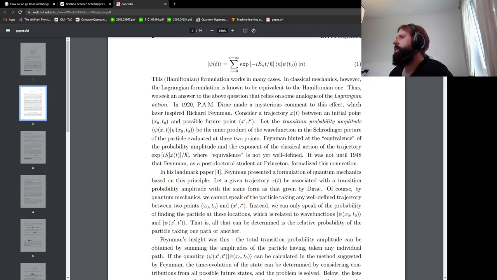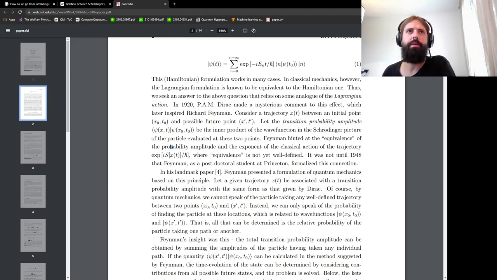I still have a hard time understanding the physicality of inner products in general and things like these. That's still a bit of a mystery to me mathematically. Why does this make sense at all? But that's something that I would definitely like to dig into at some point.